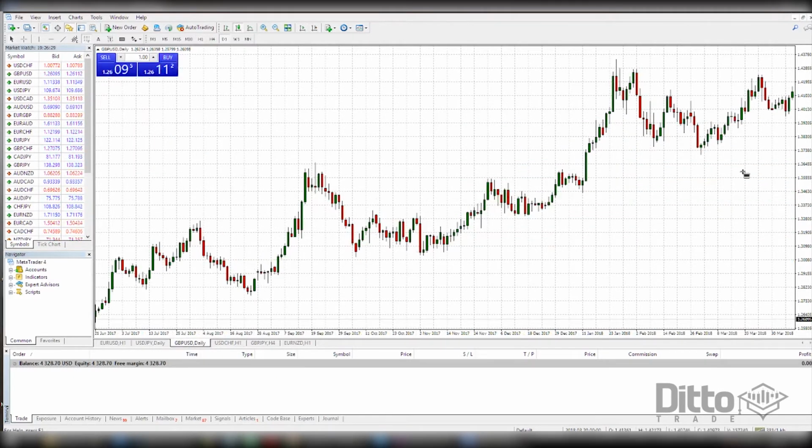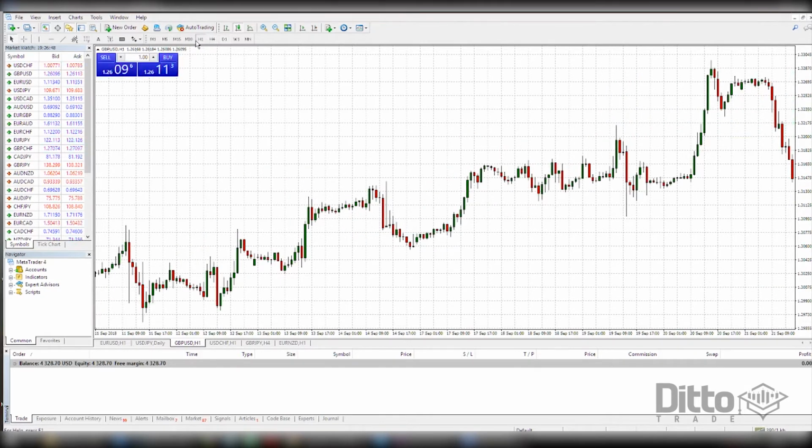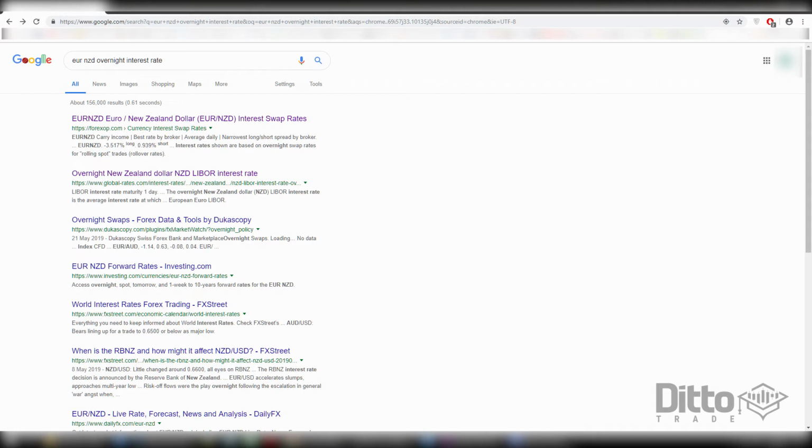Your position will earn a credit if the long currency's interest rate is higher than the short currency's interest rate. Alternatively, the position will pay a debit if the long currency's interest rate is lower than the short currency's interest rate. For example, consider a long on the Euro NZD, and the Euro overnight interest rate is lower than the NZD overnight interest rate, you will pay the difference. You can find the central banks' rates online by using any search engine.